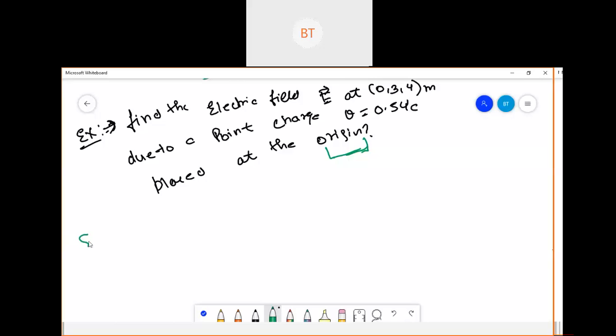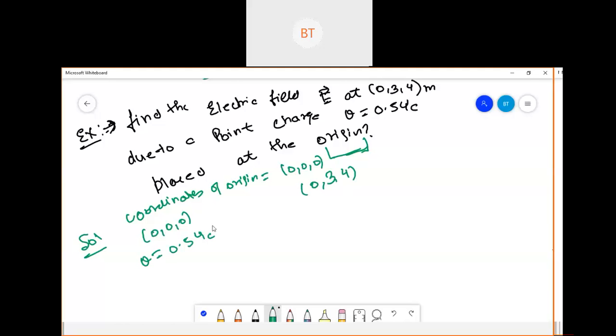First of all, after writing the question, we'll write the coordinates. Since the charge is placed at the origin, the coordinates of the origin are (0, 0, 0). The field point is (0, 3, 4), and Q is given as 0.5 microcoulomb. So the charge is positive here.